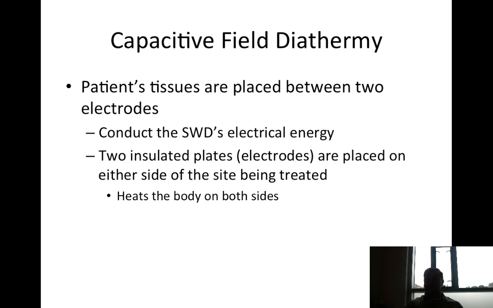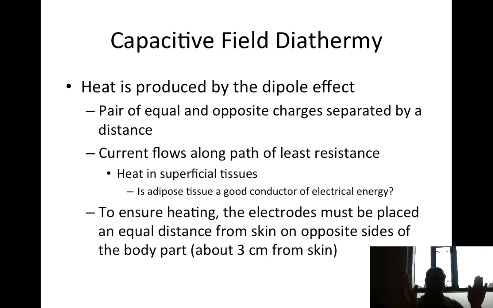Capacitive field diathermy, the tissues are placed between the two electrodes, and it conducts the diathermy's electrical energy. The two insulated plates or electrodes are placed on either side of the body part being treated. It heats the body on both sides. So say we're trying to heat a hamstring, we place it over the quadriceps as well, and we're getting heat on both sides. Think of the diathermy plates or electrodes as two pieces of a bun, right? Top bun, bottom bun, and your body part is whatever you want inside the bun. Hamburger, BLT, whatever it is, right?